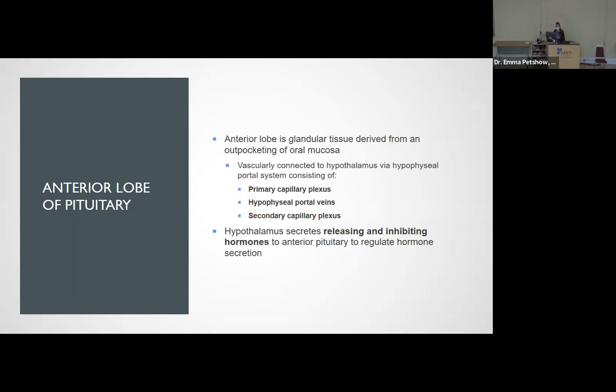It's vascularly connected to the hypothalamus, not connected via the same neurotransmitter processes, right? So the posterior lobe has those direct nuclei that come down and synapse in that posterior lobe of the pituitary. The anterior lobe of the pituitary is not nervous tissue, it's endocrine, it's glandular tissue. So you're going to actually have blood flow that connects the two from the hypothalamus to the anterior pituitary. So those primary capillary plexus, hypophyseal portal veins, and secondary capillary plexus are your three major blood systems connecting your hypothalamus to your pituitary.